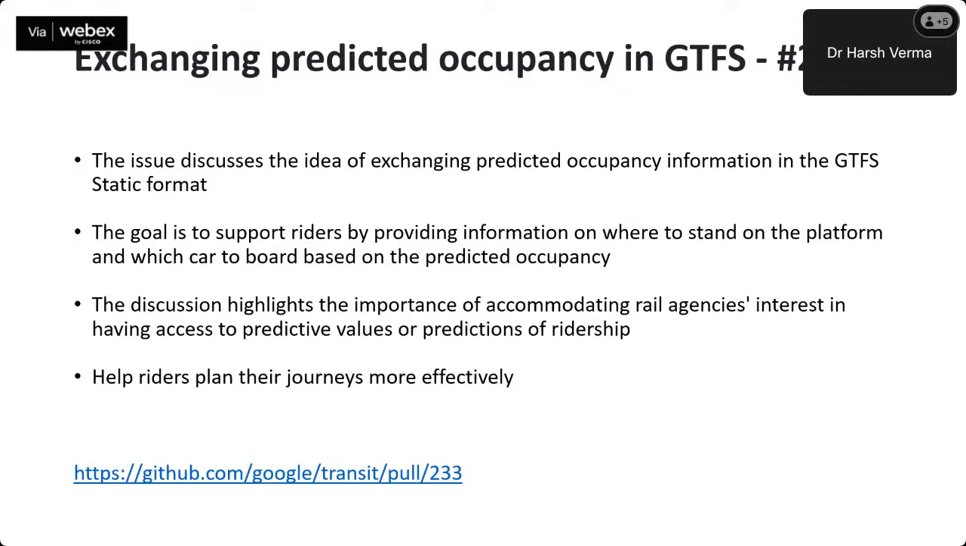And this includes considering the latency involved in providing this information. So this is something which has been proposed in GTFS 233, but as it's being worked out, there has not been so much activity. Some of these pulls you might see have actually closed down because of no activity, but it still means that it's really important, as in the future it possibly can accommodate the rail agency's interest in having access to such predictive values or predictions of ridership. So these help riders plan their journeys more effectively.